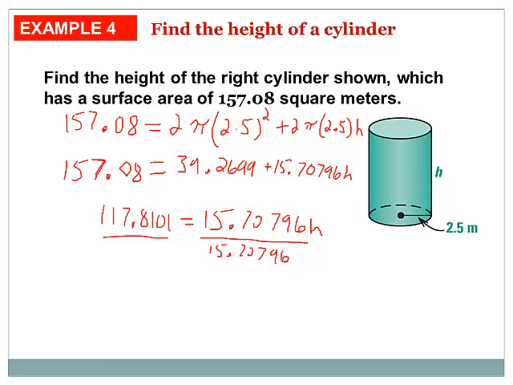And then I can divide on both sides by 15.70796. I divide 117.8101 by 15.70796, which would mean h would be roughly equal to 7.5 meters. And it's a dimension, so it would just be meters.